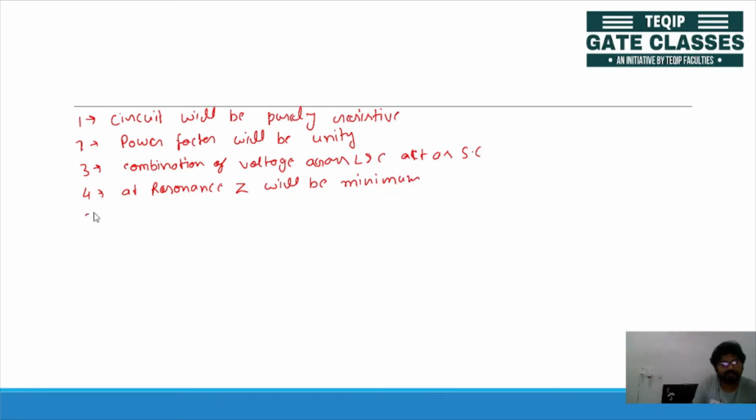Okay, and fifth point, if Z is minimum, then obviously the current in the circuit will be maximum. And what will be the current? I is equal to V by R. So this is the current at a resonating condition.